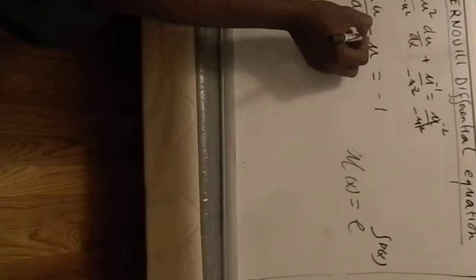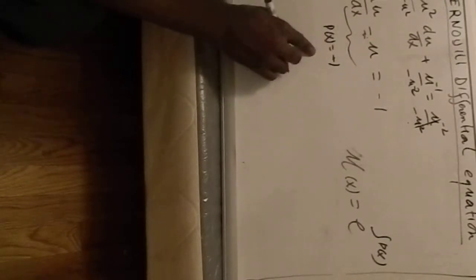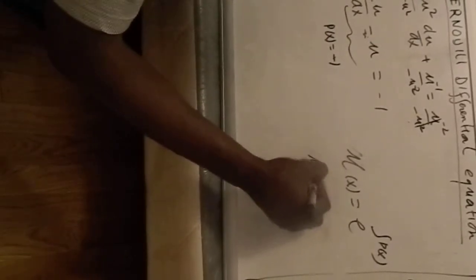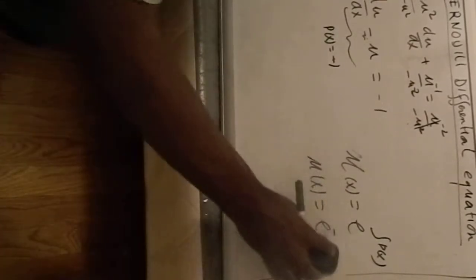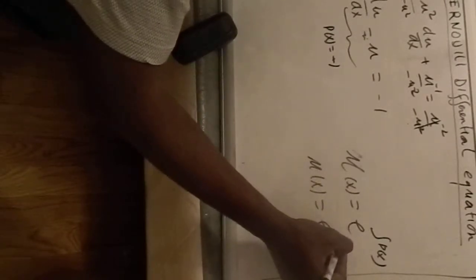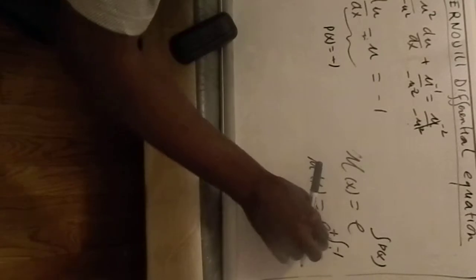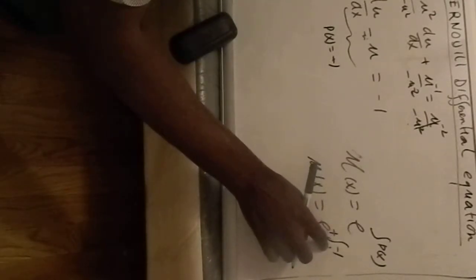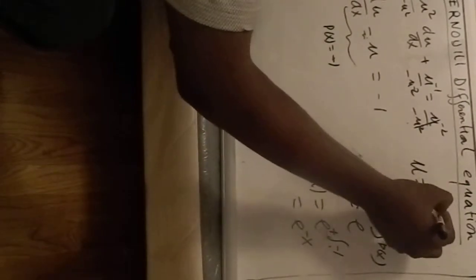You got it now. It's in my P of x here. P of x here is negative 1. We know those form of equation. That means my mu of x that I will use, my integrating factor, will be e to the integral of negative 1. Integration of negative 1 is going to give you negative x. That means it's going to be e to the negative x. That means my mu is equal to e to the negative x.